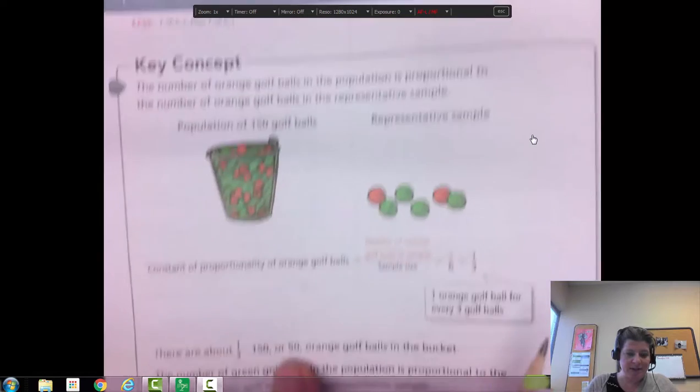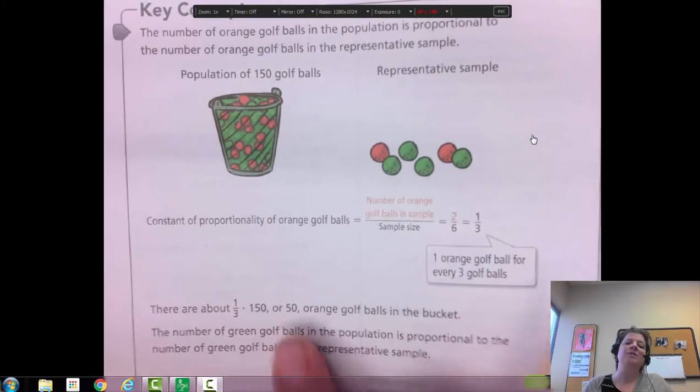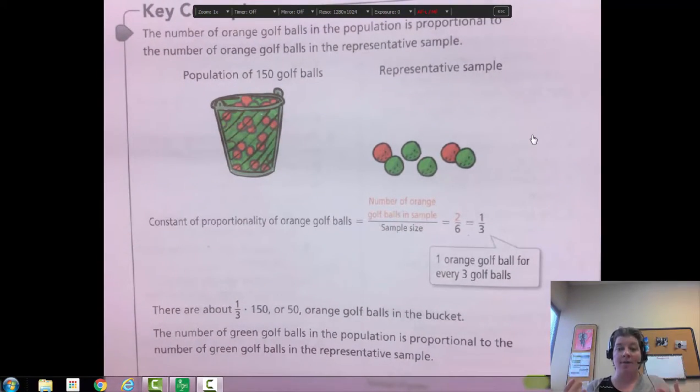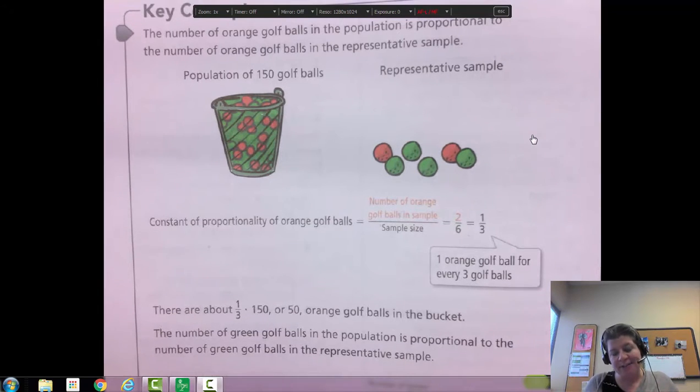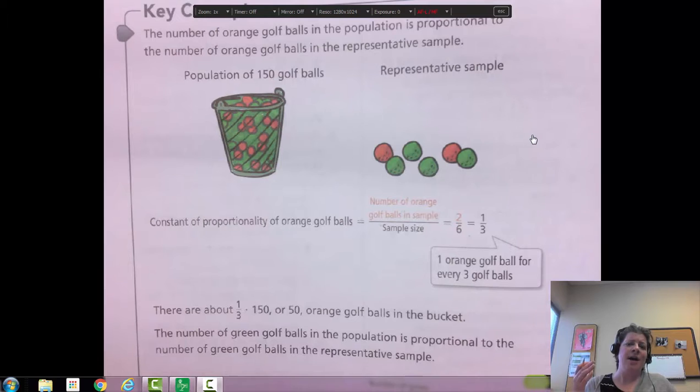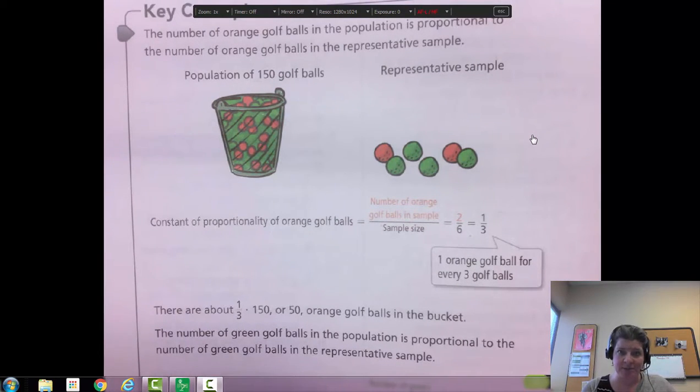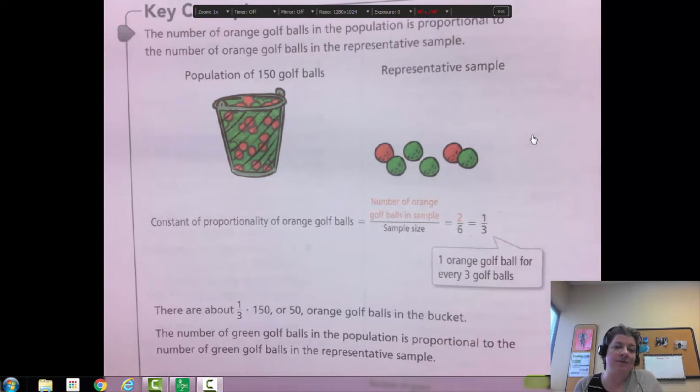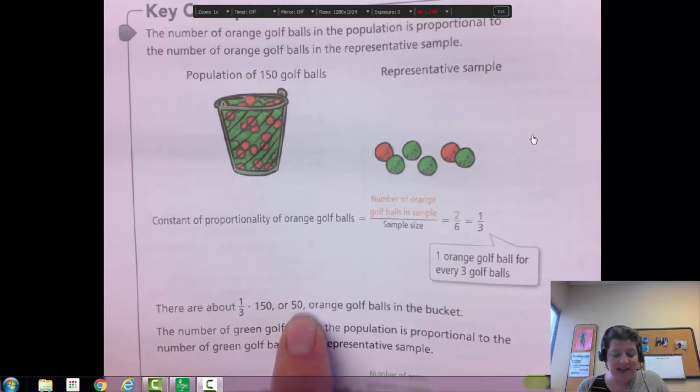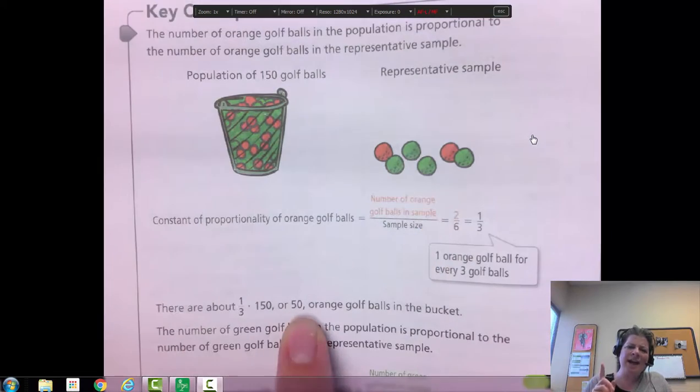So let me move this down a little bit. 1/3 of 150. So if you think of the word of and you want 1/3 of something, it means to times. What is 1/3 of 150? Well, it's the same as breaking it into 3 pieces, right? Because you want 1 of the third if it was in thirds. So you're going to basically take the 150 and divide it by 3 to get 50 for the population. So what did I do again?